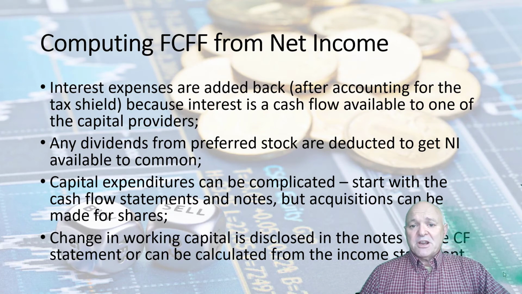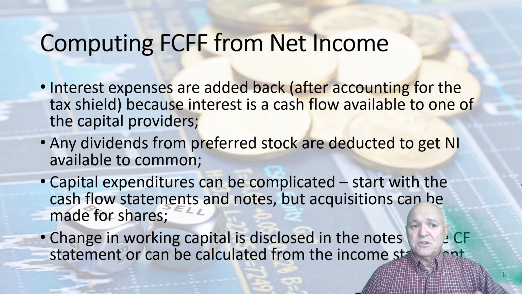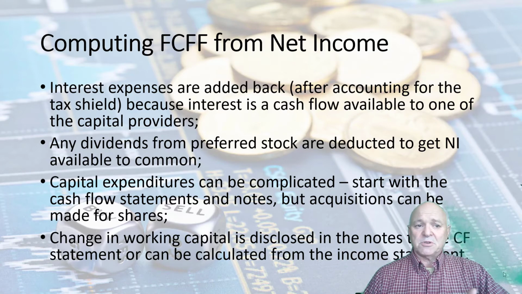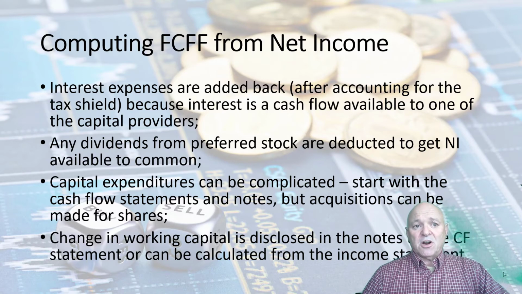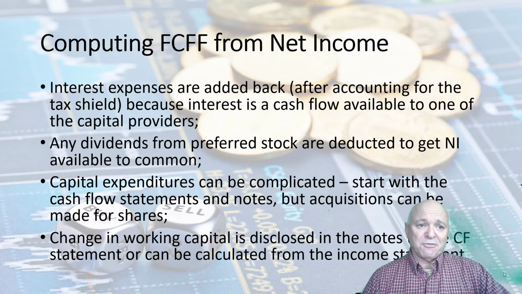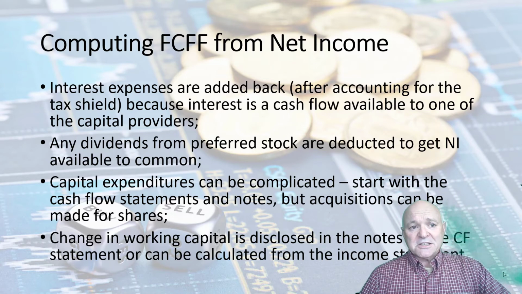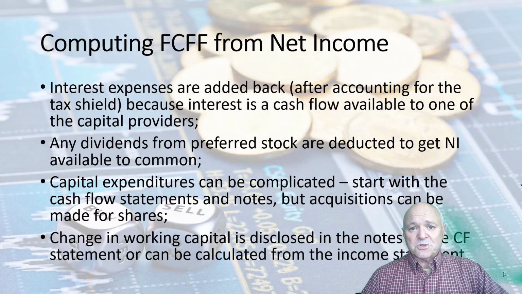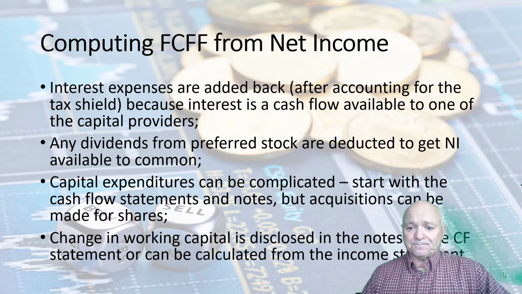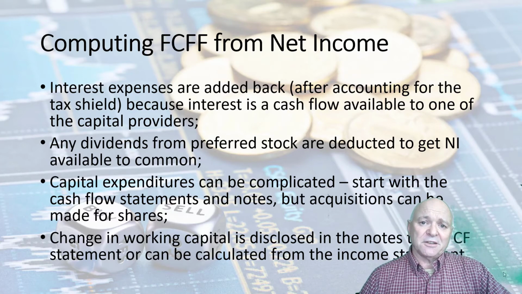So to compute the free cash flow from net income, we're going to add back the interest expenses after the tax shield. We're going to consider any dividends from preferred shares and deduct those to get the net income available to common. Capital expenditures are typically the change in the fixed capital from one period to the next, accounting for the depreciation. But in some cases, we also see that those expenses are going to be done for shares.